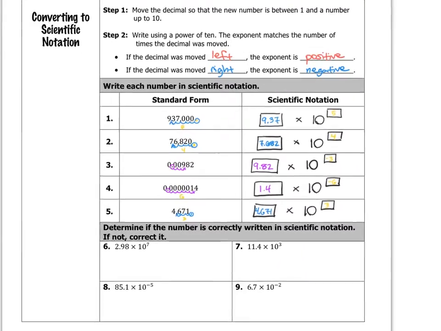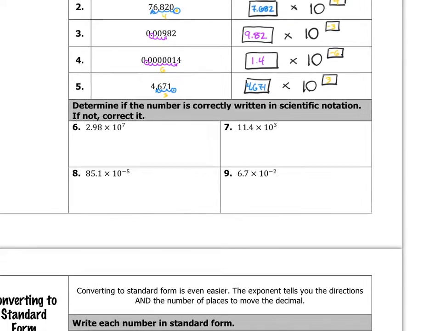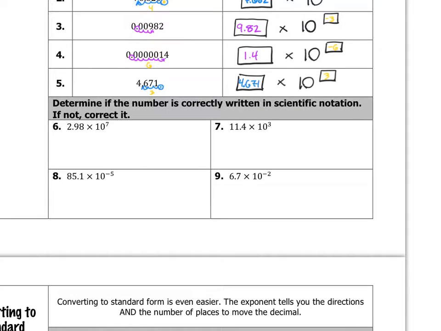All right, for the next few examples, we're going to just look at the scientific notation form and decide whether or not it's correctly written in scientific notation. And if it's not written correctly, we'll change it. So look at number 6.